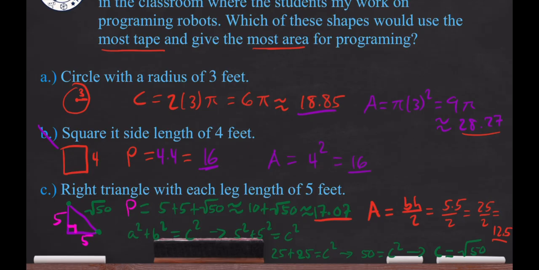Notice we want to go with the circle. So if Mr. Stowell wanted to do this for a programming class, we would want to do the circle with radius 3, because that gives him the biggest circumference or perimeter, and it uses the most tape, and it also uses the most area.